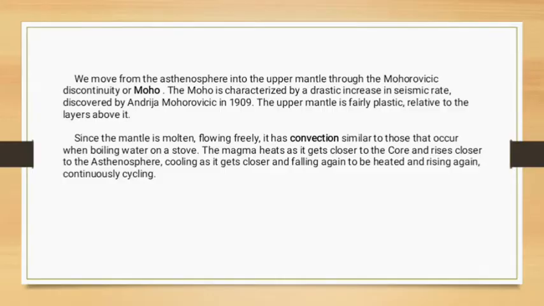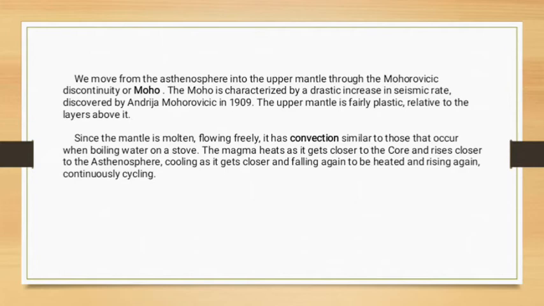For further information, we move from the asthenosphere into the upper mantle through the Mohorovičić discontinuity, or MOHO. The MOHO is characterized by a drastic increase in seismic rate, discovered by Andrija Mohorovičić in 1909. The upper mantle is fairly plastic relative to the layers above it.